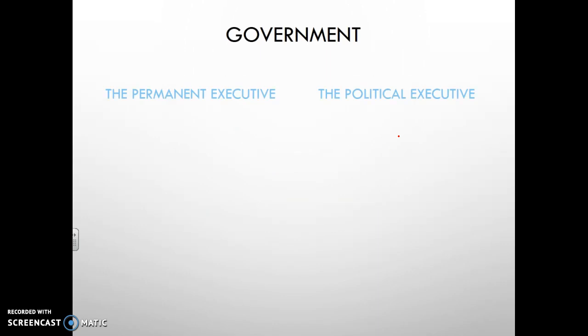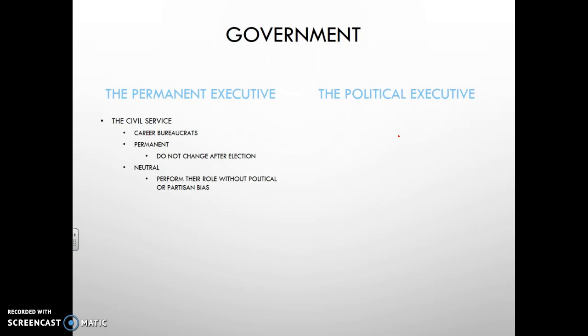So, what is government? There are two parts to the executive. One is permanent and the other is political. The permanent is the civil service, and these, of course, are our career bureaucrats. They are permanent. They don't change with elections. They are neutral. They are politically unbiased, without partisan bias. And they're anonymous. You shouldn't be throwing your civil servants under the bus.